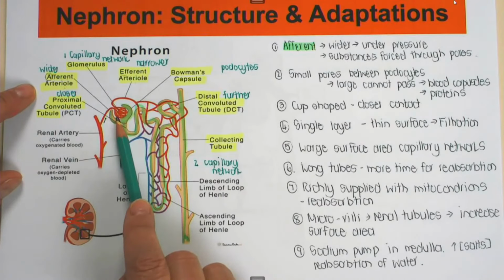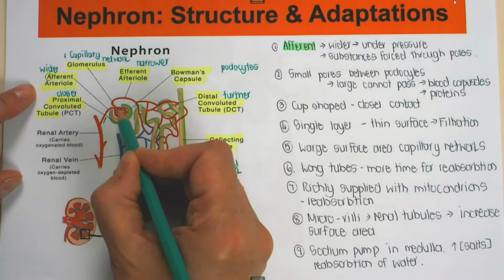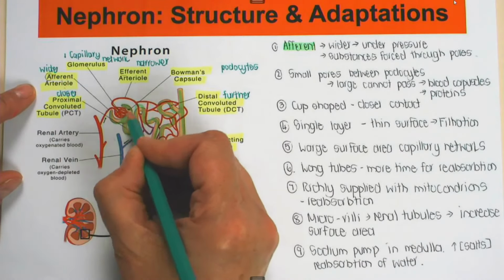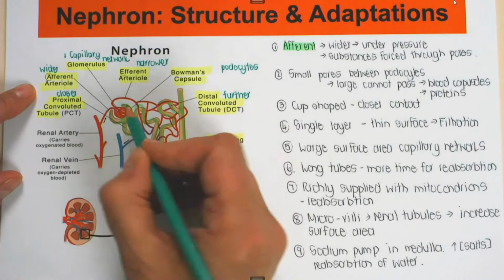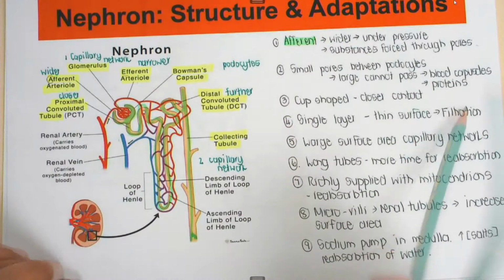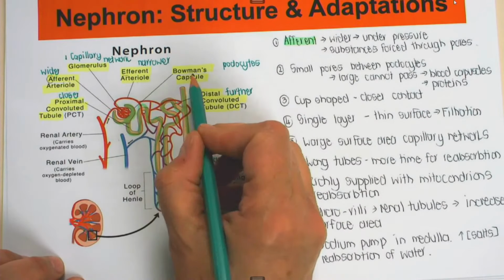Okay, so that network is the glomerulus, and then this capsule, this bucket, this cup there, it looks like it's doing this, né? This capsule is called Bowman's capsule.